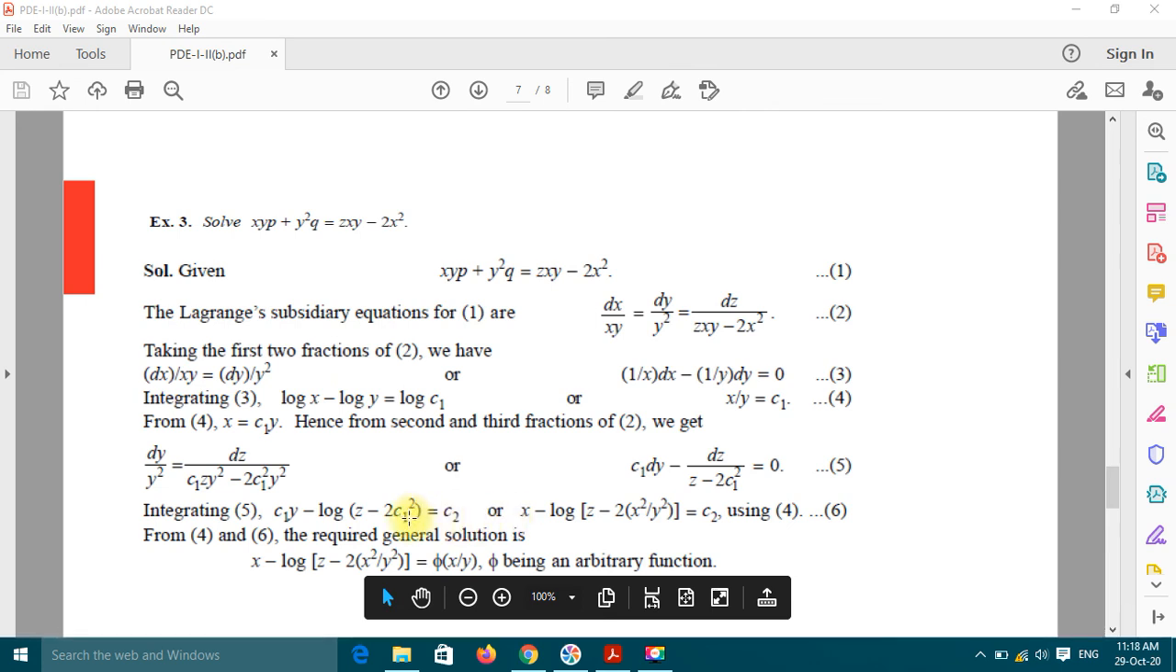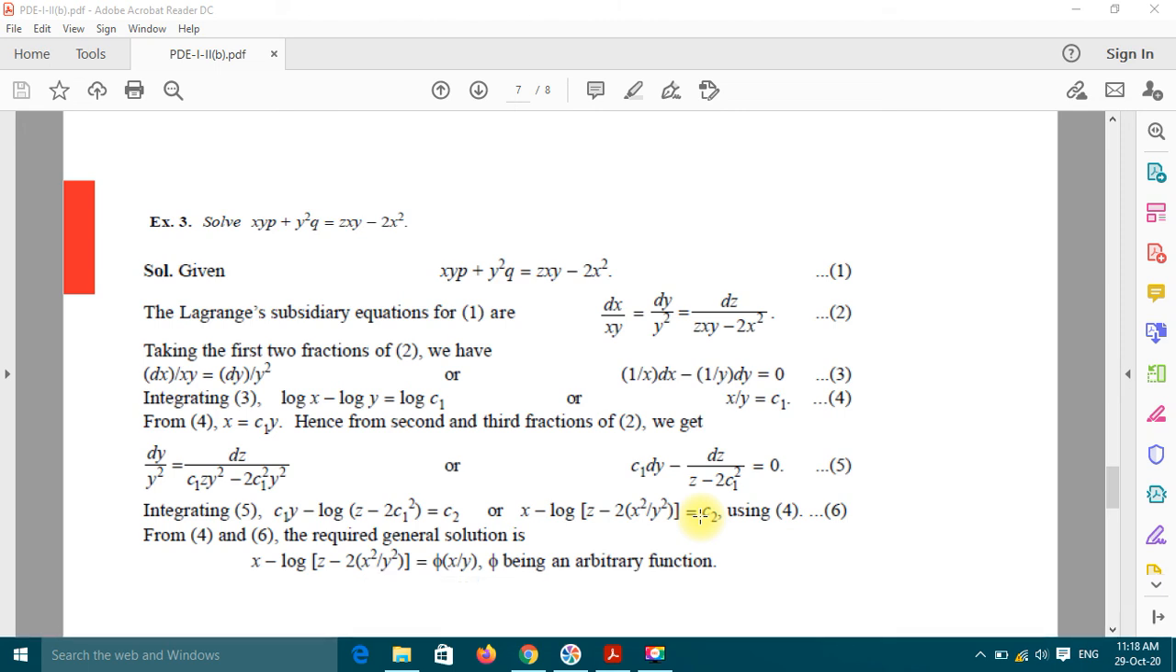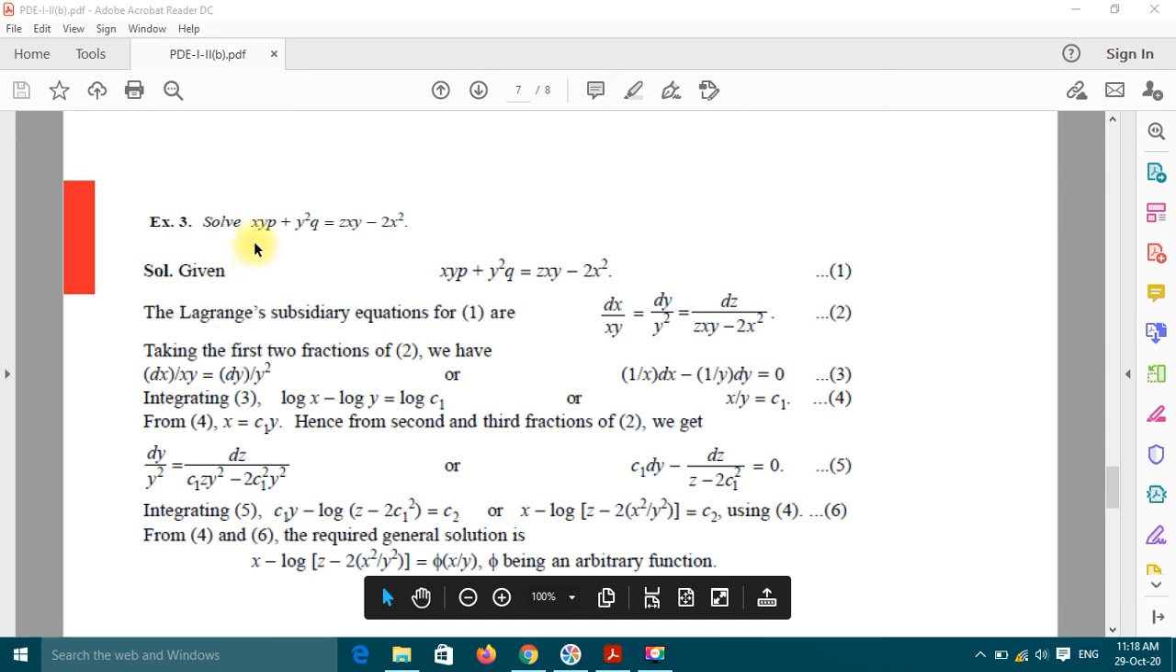So we substitute the value of c1, and our c1 is x/y, which is given in equation number 4. So this equation takes the form x − log(z − 2x²/y²) = c2. The complete solution of the given differential equation xyp + y²q = zxy − 2x² is x − log(z − 2x²/y²) = φ(x/y), where φ is an arbitrary function.